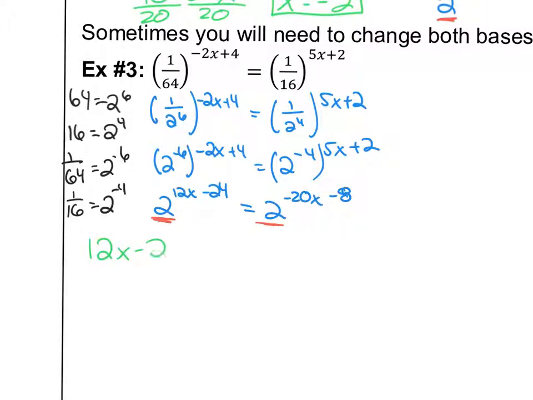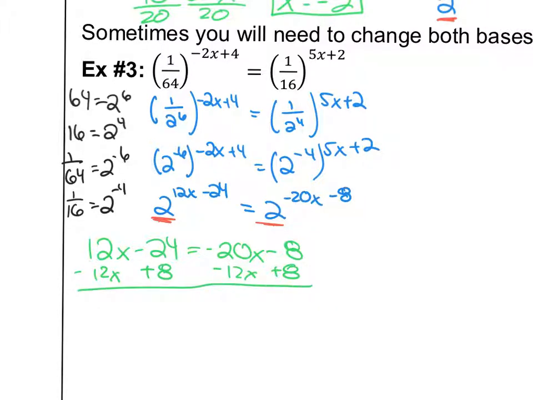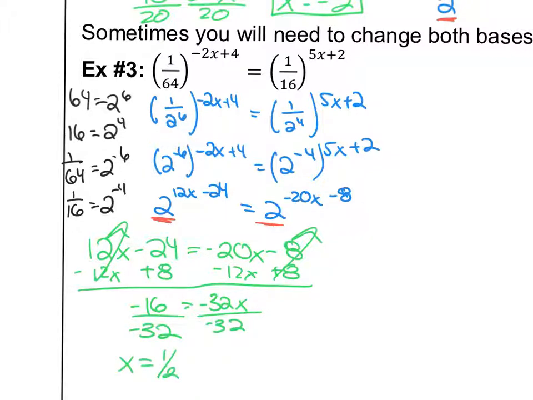So 12x minus 24 equals negative 20x minus 8. And then just some more basic algebra. So we're going to add 8 on this side, subtract 12x on this side. So then these cancel, these cancel. So we have negative 24 plus 8 is negative 16. Negative 20 minus 12 x is negative 32x. Divide out by negative 32, divided by negative 32, and get x equals 1/2.